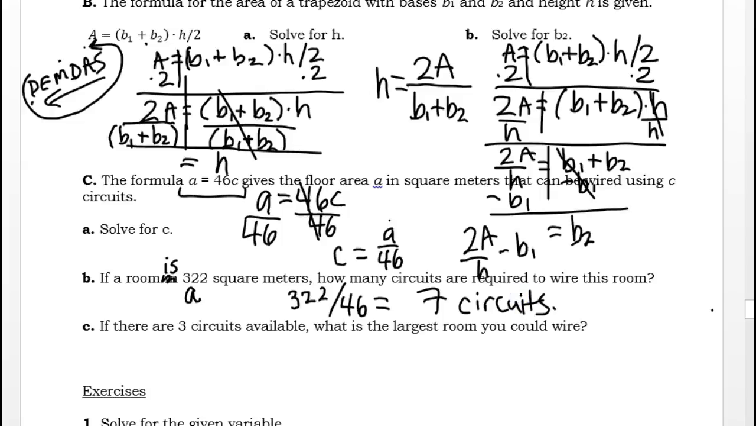If there are 3 circuits available, what is the largest room you could wire? So now we know C. So I'm actually going to go right back to our original equation. If we're trying to find the area, we just need to do 46 times 3. 46 times 3 is 138. And that will be square meters.